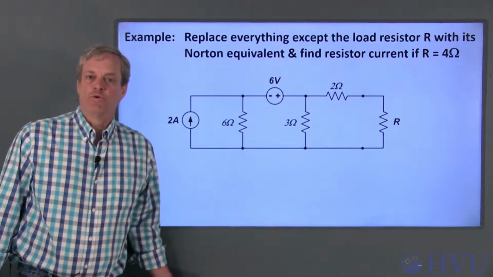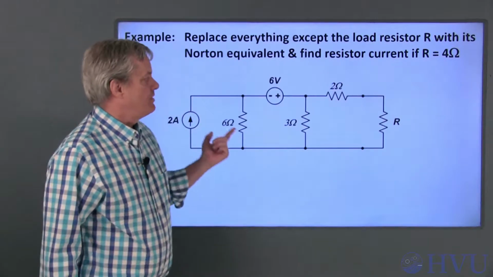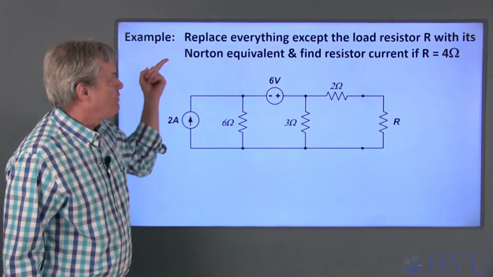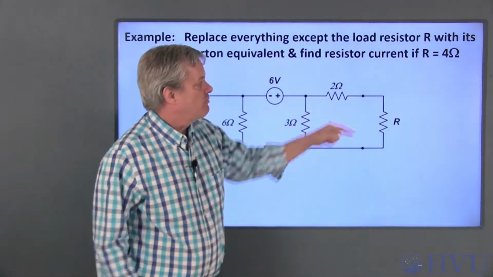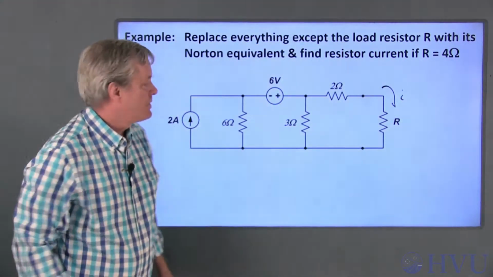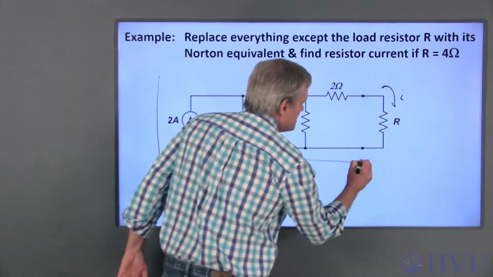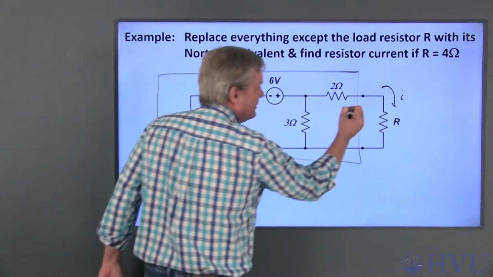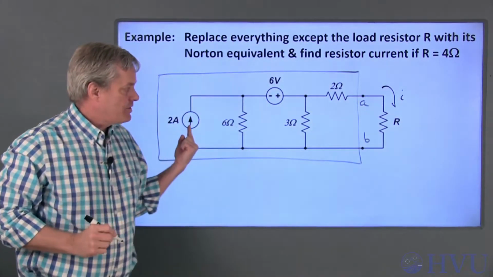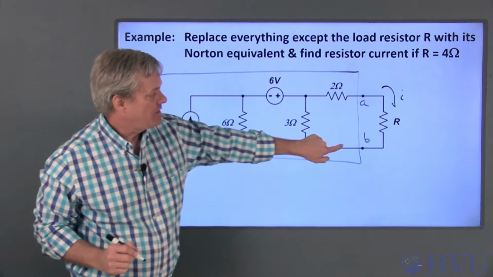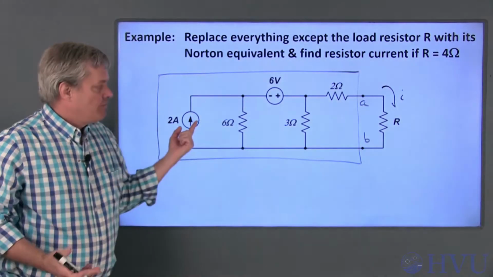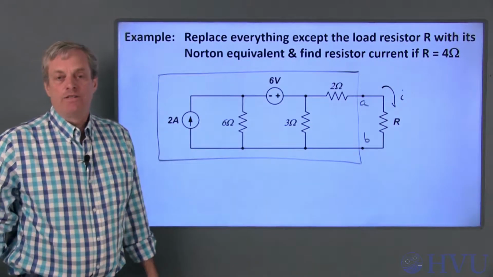Now let's do an example of Norton's theorem. We're going to use Norton's theorem to replace everything except for this load resistance R with its Norton equivalent, and then we're going to find the resistor current, I, if R is equal to 4 ohms. So this is our circuit A. If these are terminals A and B, we want to find a current source in parallel with a Thevenin resistance that gives me the same voltage-current relationship at these terminals. I'll find the equivalent resistance first, and then we'll find the short circuit current.